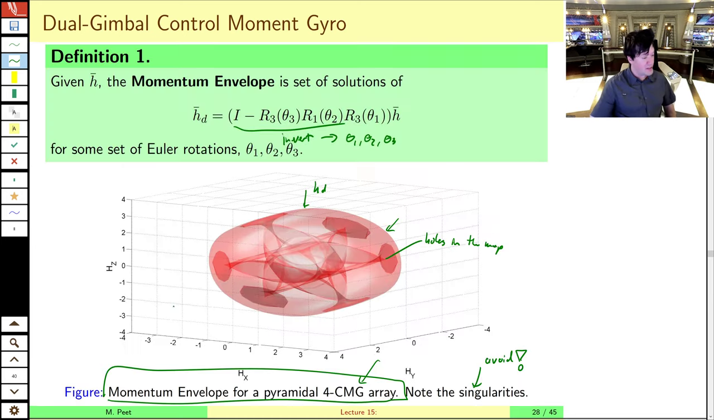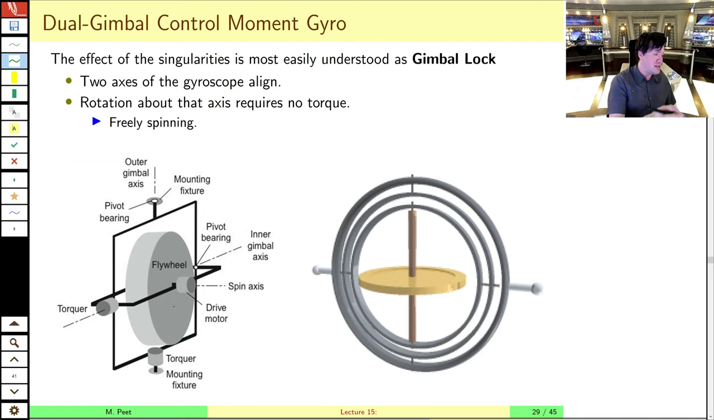What I talked about with these singularities. Basically, if you get into one of those singularities, this is the situation you're in, right? You've saturated the torque essentially. You've rotated this flywheel. You've added so much torque around here that the flywheel has rotated up and it now aligns the flywheel axis with a torquing axis, right? So that you can no longer create torque about this axis.